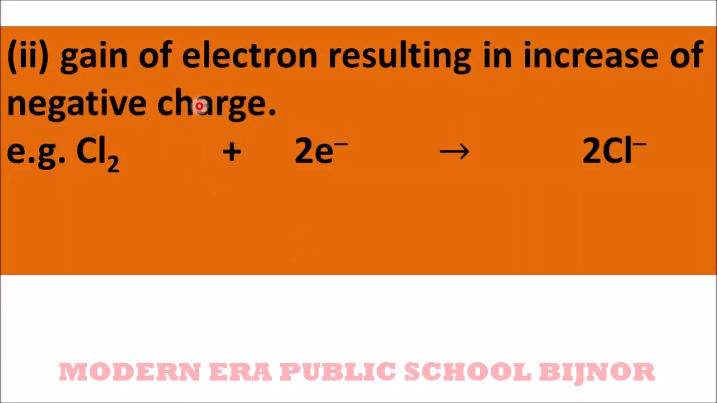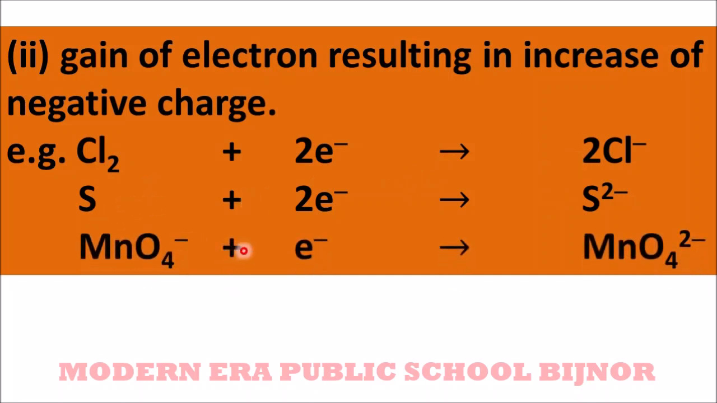Another subcategory: gain of electrons resulting in an increase of negative charge. If the substance gains electrons, its negative charge increases. For example, chlorine gas, when it accepts two electrons, becomes the chloride ion. Another example, when a sulfur atom gains two electrons, it becomes the sulfide ion, meaning an anion. So after accepting electrons, the atom becomes an anion.